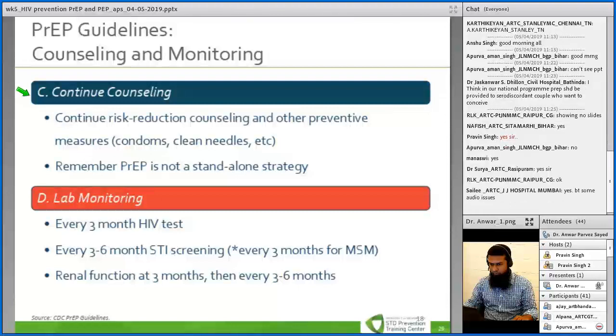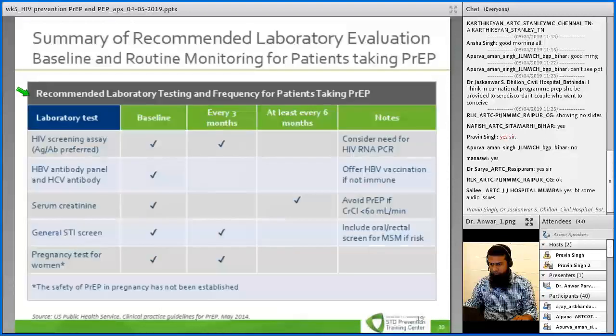Continue counseling, continue risk reduction counseling and other preventive measures. That's what we were talking about since the beginning, that it cannot be a standalone strategy. The other preventive methods should go on along with pre-exposure prophylaxis. Lab monitoring every 3 months: HIV tests need to be done every 3 to 6 months, STI screening every 3 months for MSM, and renal functions at 3 months, and then every 3 to 6 months.